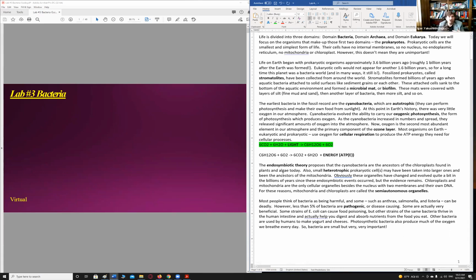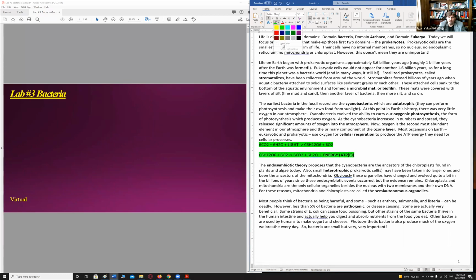It's the reverse. If you remember one, you probably will remember the other. See? Starting with carbon dioxide, water, and energy in the form of light gives us sugar and oxygen. Here, starting with sugar and oxygen gives us carbon dioxide and water and energy. This is the second reaction which you need to memorize.